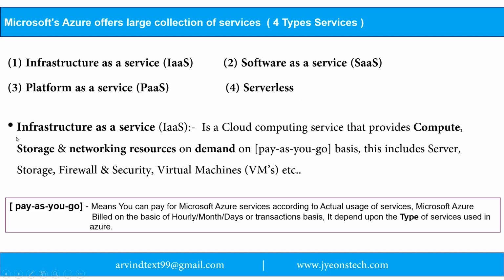First, infrastructure as a service, that is IaaS, is a cloud computing service that provides compute, storage and networking resources on demand on a pay-as-you-go basis. This includes server, storage, firewall and security, virtual machine, etc. So this is basically related to infra. In infra, you will have servers, storage machines, firewall, security, and you can take virtual machines. These are all available on the Azure cloud.